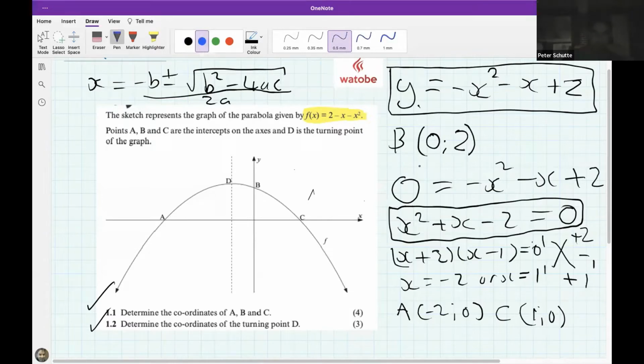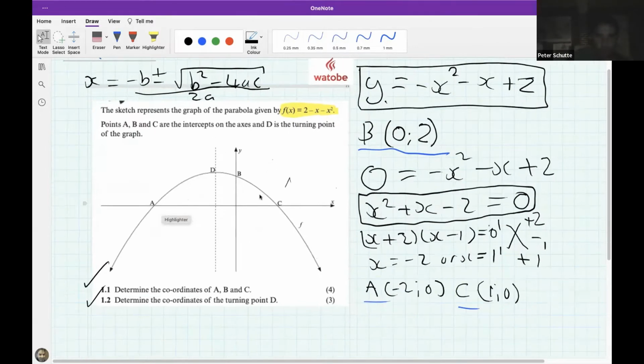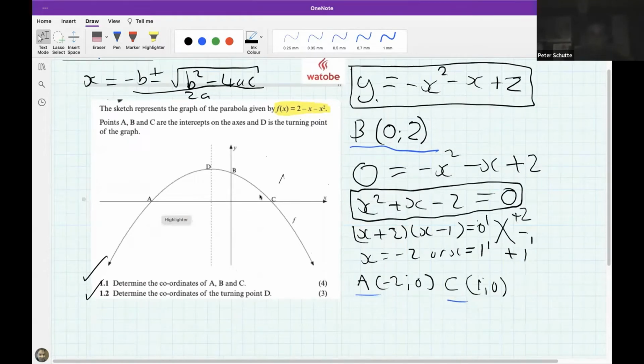Okay. So we've got our B, we've got our A, and we've got our C. What about the turning point? What is the turning point going to be of this particular graph? Now, there's actually a couple of different ways you can do it. The one way is to use that formula that I showed you, but there are other ways. So I'm going to give you a bit of time to work out what that is.